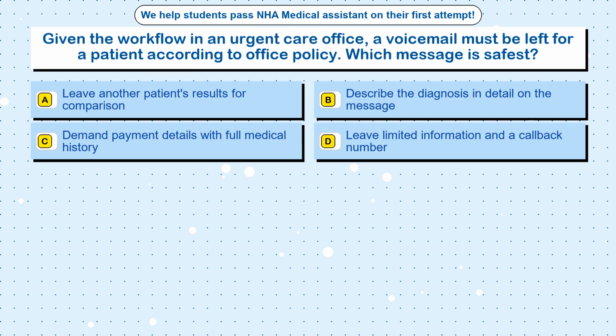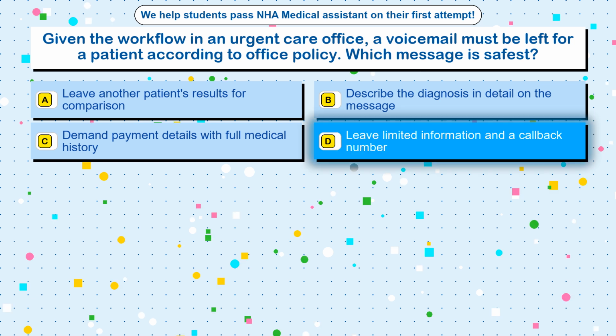Question 4. Given the workflow in an urgent care office, a voicemail must be left for a patient according to office policy. Which message is safest? Option A. Leave another patient's results for comparison. Option B. Describe the diagnosis in detail on the message. Option C. Demand payment details with full medical history. Option D. Leave limited information and a callback number.